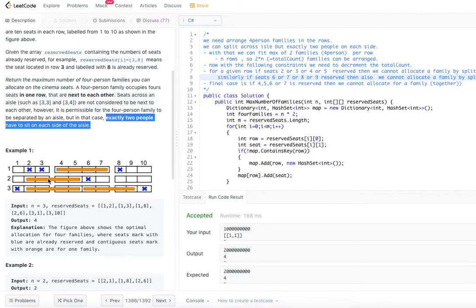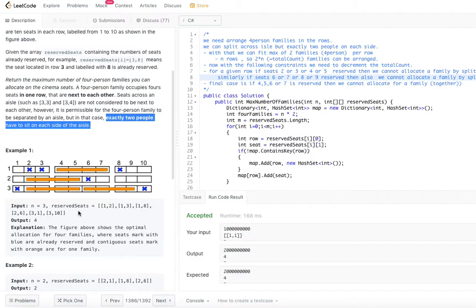So in the first row one family can sit. In the second row, a second family can sit. In the third row, 2 people here and 2 people here is one family, and 2 people here and 2 people here is one more family. So finally we will be able to return 4 families. That's the number of families that we are going to return.